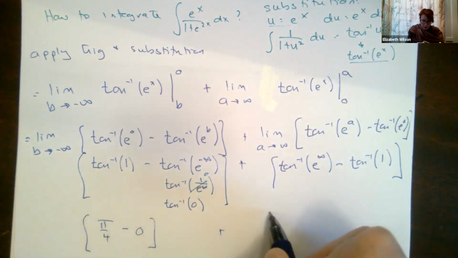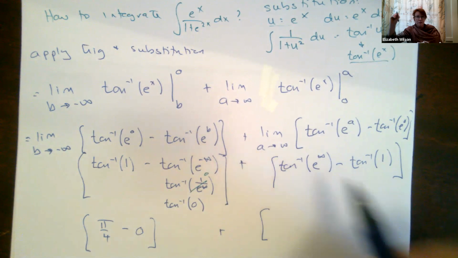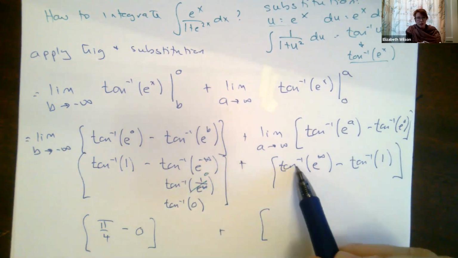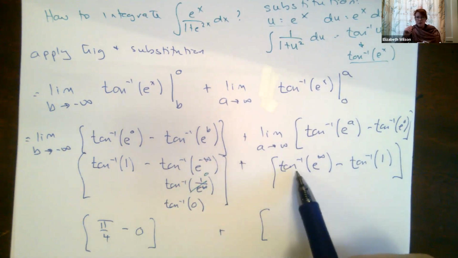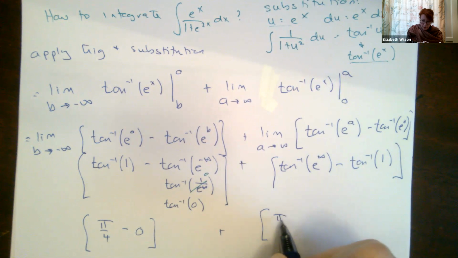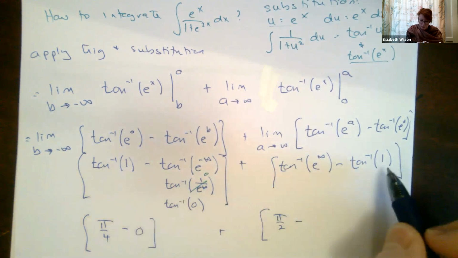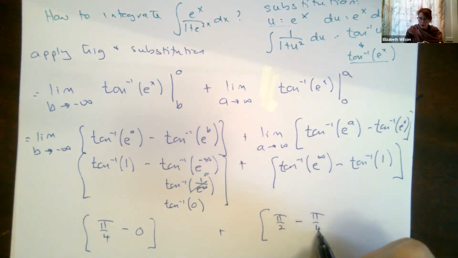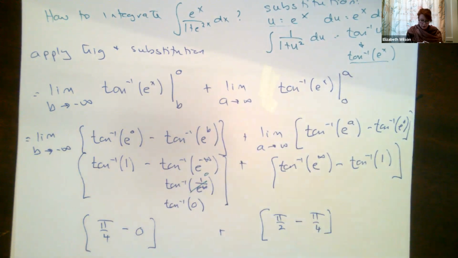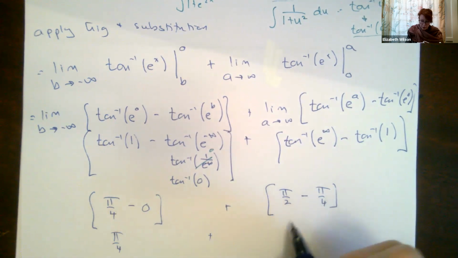Plus, let's do this one. So the inverse tangent, this e to the infinity is a really big number, like this is infinity. But remember, this is inverse tangent. So when the inverse tangent heads off to positive infinity, we're hitting that horizontal asymptote. So this is gonna head off to positive pi over 2, minus, we already did this one, inverse tangent of 1 is pi over 4. Okay, so let's go ahead and process this. So this is gonna be pi over 4 plus pi over 2 minus pi over 4 is pi over 4.